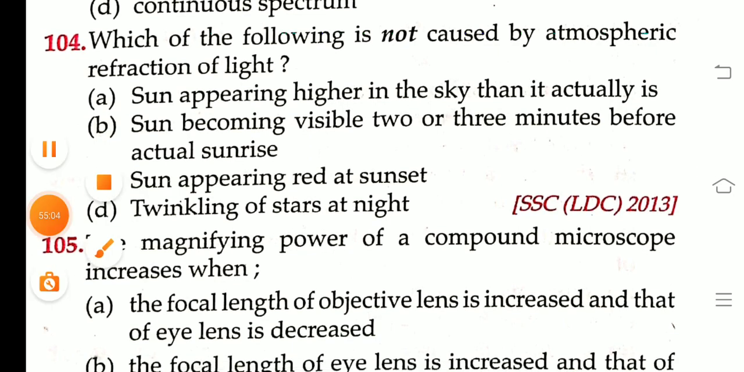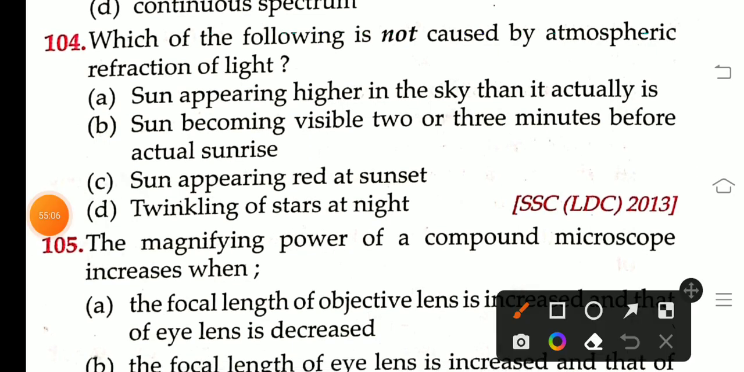Next, which of the following is not caused by atmospheric refraction of light? Right answer will be option A. Sun appearing higher in the sky than it actually is.